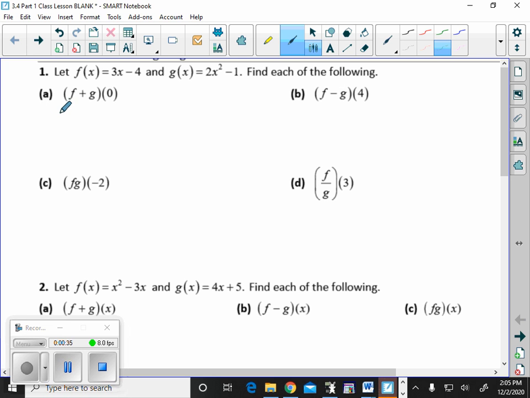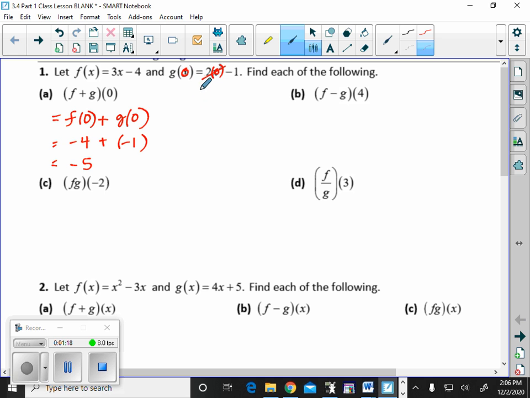So we know that f plus g of 0 is defined as f of 0 plus g of 0. Now, normally we have to take 0 and plug it into f. So f of 0 would be 3 times 0, which is 0, minus 4. So this would be equal to minus 4 plus, and now if we put 0 into g, that would be 2 times 0 squared. That's 0 minus 1, and that would be negative 1. And you'd come up with negative 5.